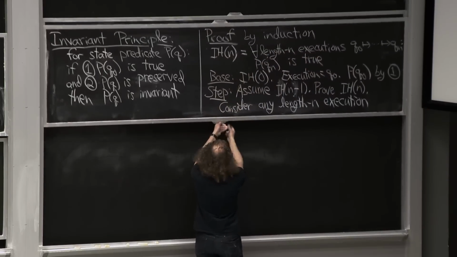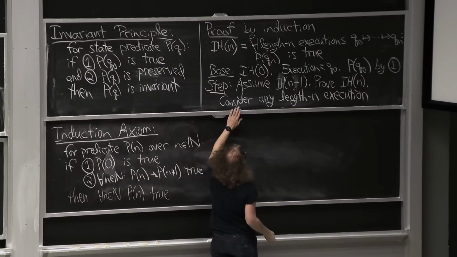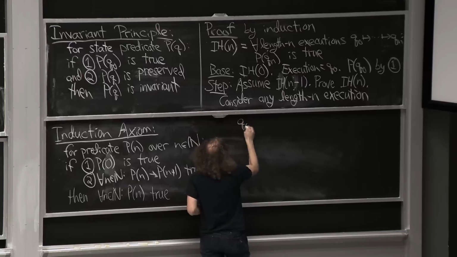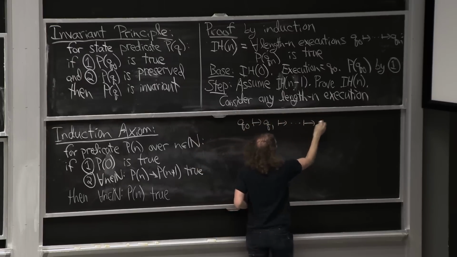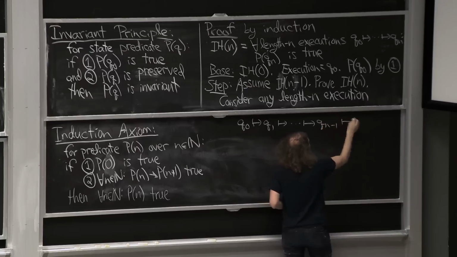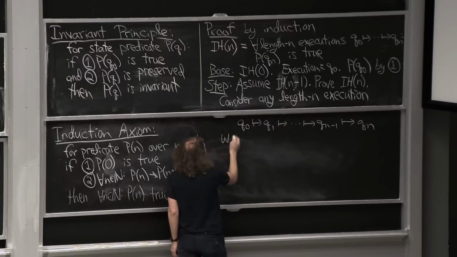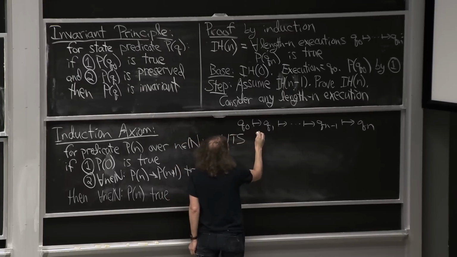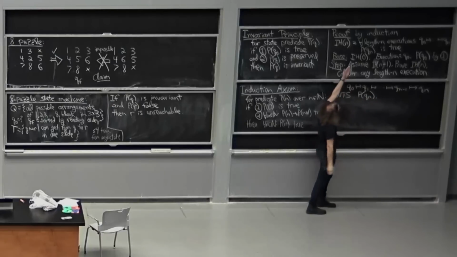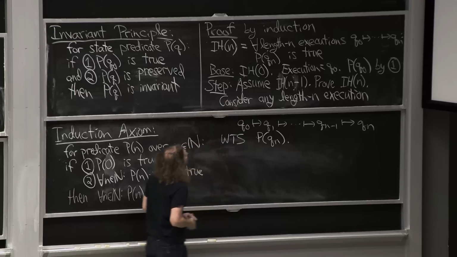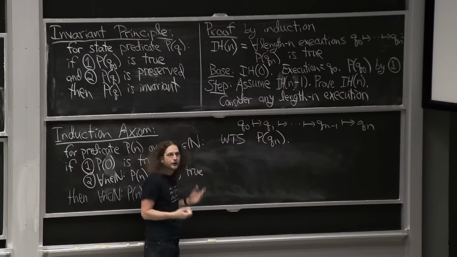So let me give some notation for that execution. Any length n execution Q0, Q1, ..., Qn minus 1, Qn. What we want to show is that P of Qn. That's our goal, right? It says for all length n executions, P of Qn is true. So we take an arbitrary execution. If we can prove P of Qn is true, then we're done.